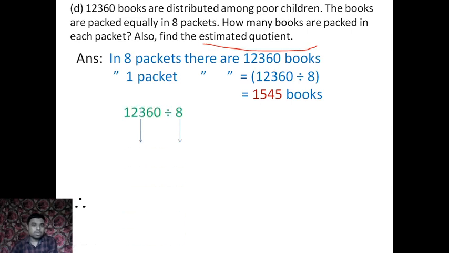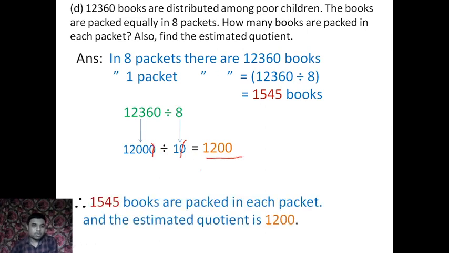Okay, now you are asking for the estimated quotient. So what will we do? First we will round the divisor. So if you round 8, it will be 10. We have already told. Okay, now look here, it is 10, and as there is a 0 here, look here, 12. So you can take here 12,000, then it will be a multiple of this 10. That means we can divide it. So this 0 will cut. And the answer will be 1200. So write it. These books are packed in each packet and the estimated quotient is 1200. Is it clear, my dear students?